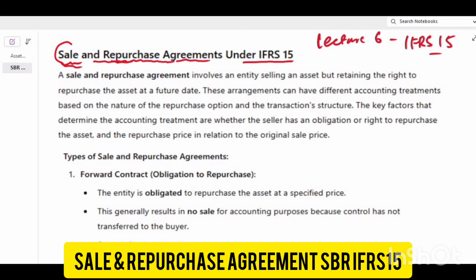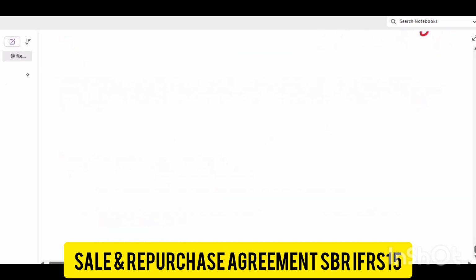Clear? So here, you know what we mean by the sale and repurchase agreements? In simple terms, you can say that an entity sells an asset but retains the right to repurchase it in the future. So we call this the sale and repurchase agreement.